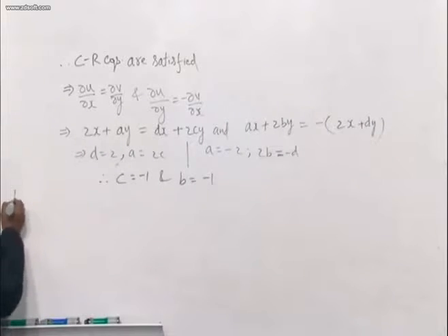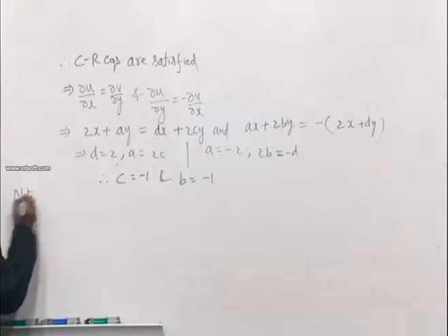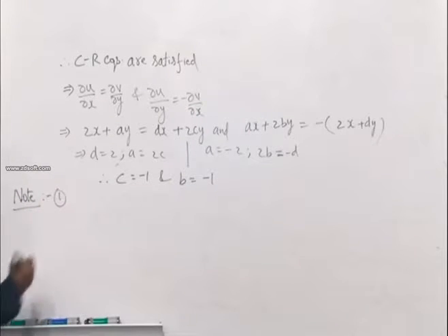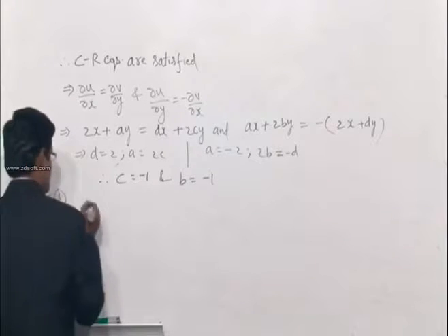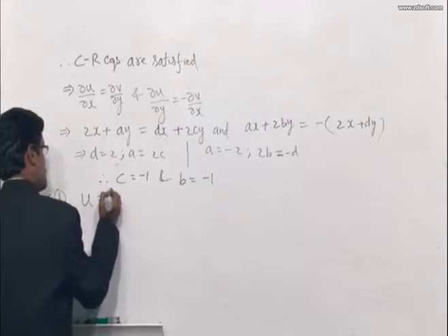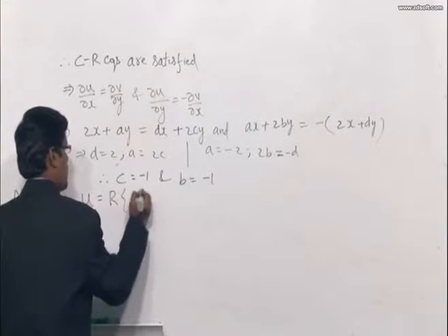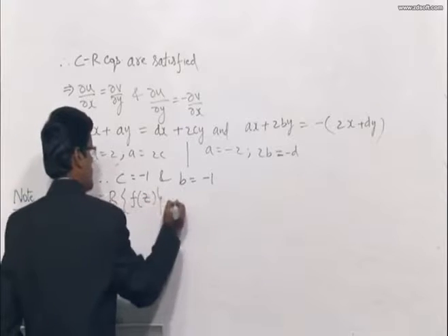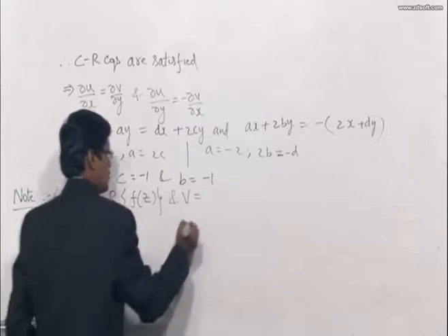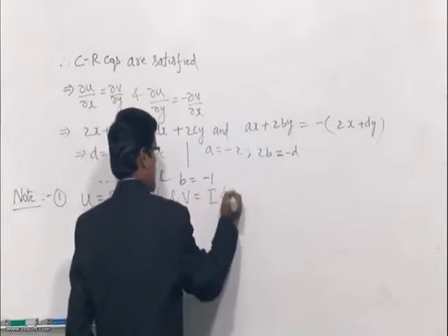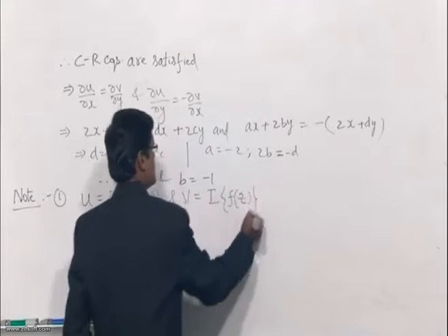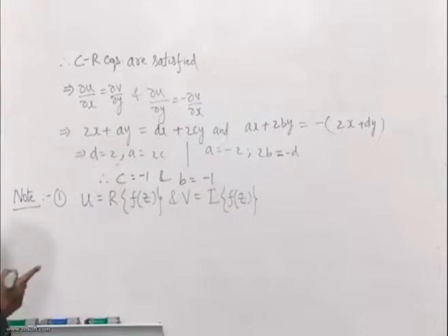Note. First point. U is equal to the real part of f of z and V is equal to the imaginary part of f of z. Just like comparing with x and y, here in that order, u v. Z is x y, here f of z is u v, like that.